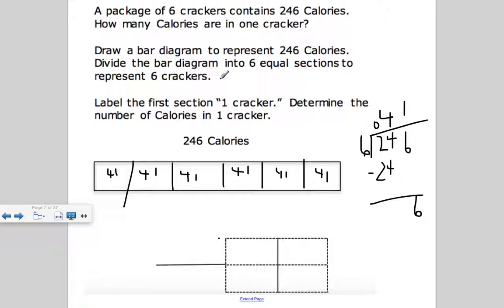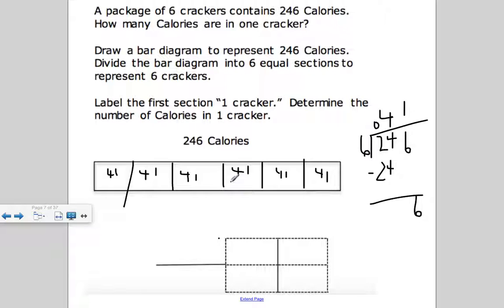What if I want to eat 2 crackers? 41 plus 41, 82 calories. What if I want to eat 4 crackers? 41, 41, 41, 41. That'd be 164 calories. So that's one way to do it.